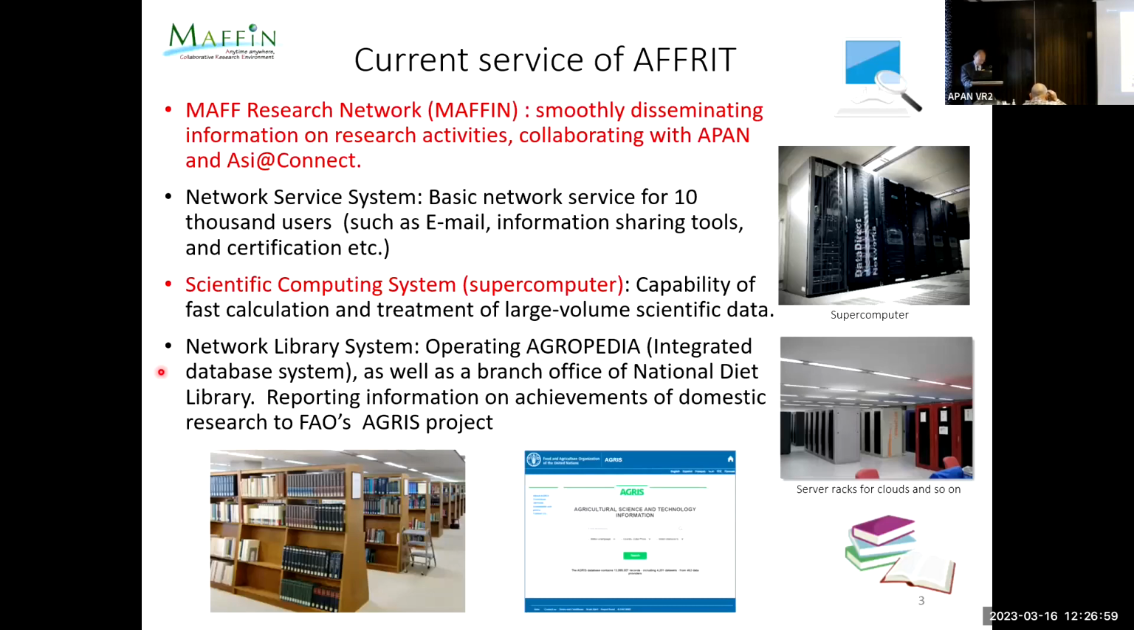And this is operating Agropedia, integrated database system, as well as operating a branch office of the National Diet Library and reporting information on achievement of domestic agriculture research to FAO, Food and Agriculture Organization of the United Nations.